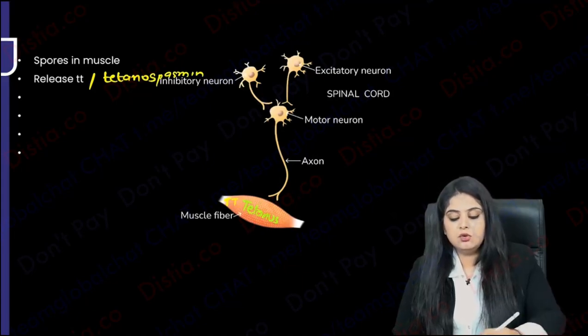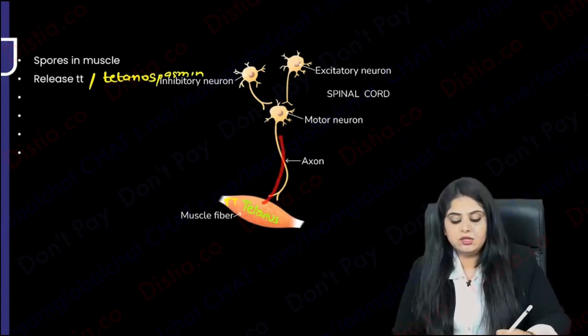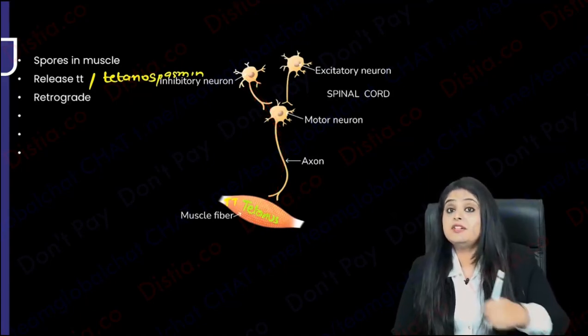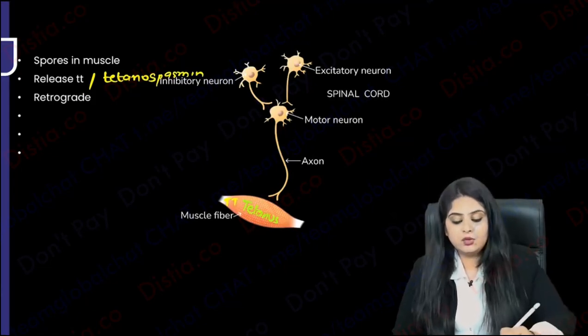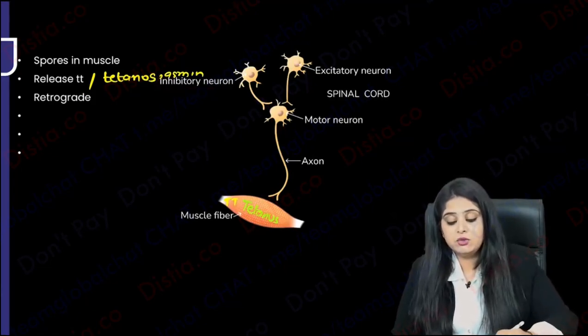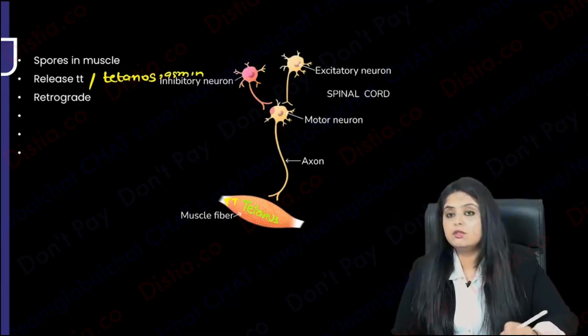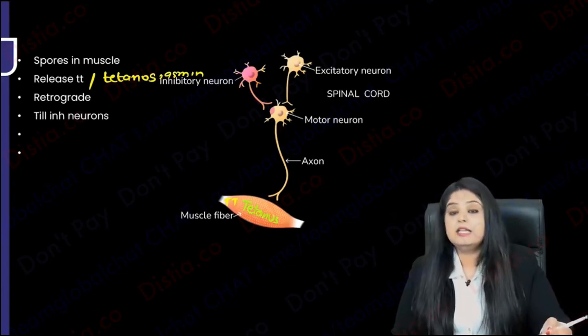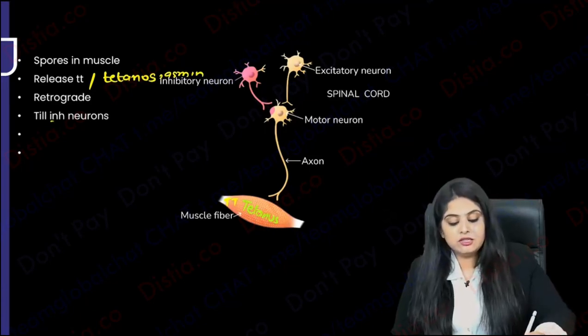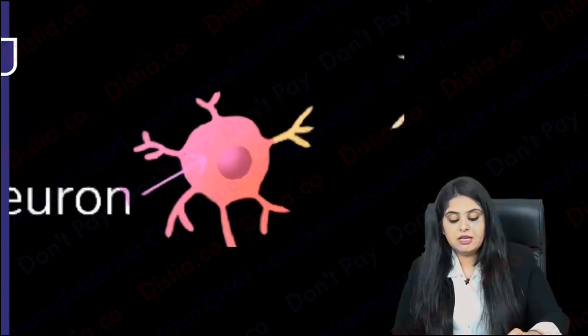Now, where is it going to go? Of course, from the muscle to the nerve. That means it's going backward. It's going in a retrograde manner. We have a retrograde movement that has occurred. And to which neuron is it going? I just now made you memorize it also. Which neuron is it going to? It is going to the famous inhibitory neurons. It's going to go till the inhibitory neurons. Now I'm going to zoom into this neuron.